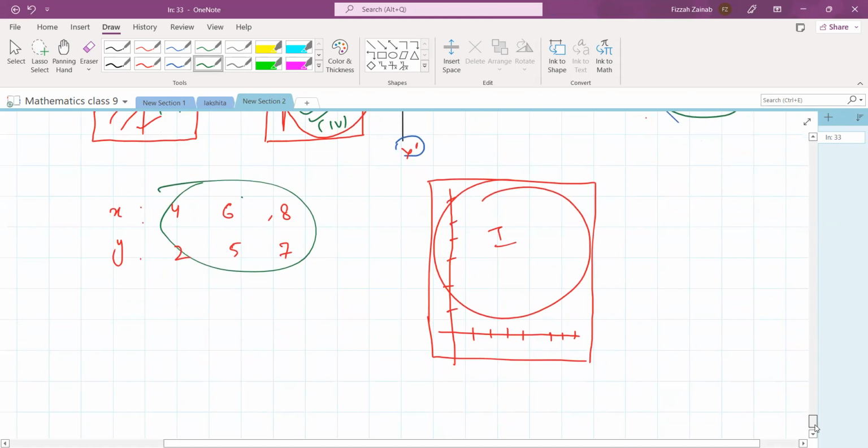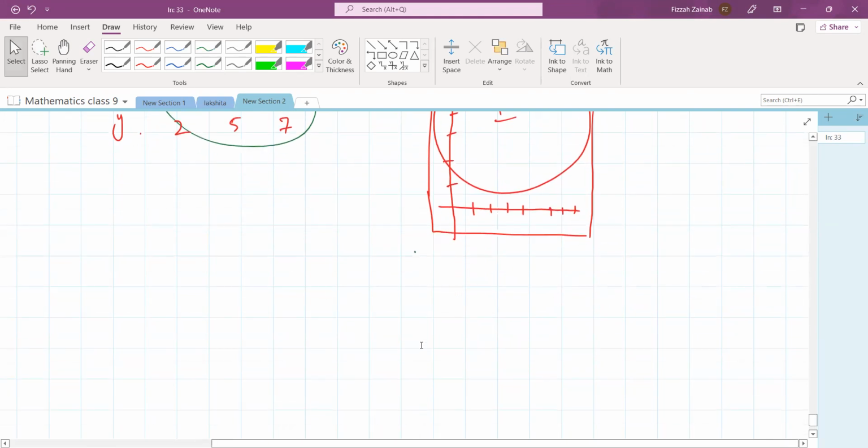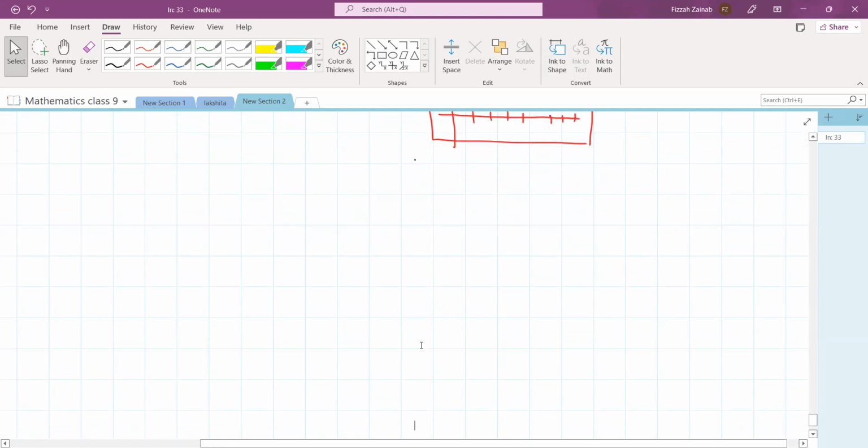Zainab, is this understood now? Yes, ma'am. Okay. Let us do the second part. x minus y is equal to 2. So let's see how the graph looks like.